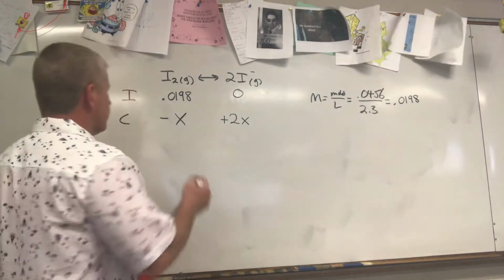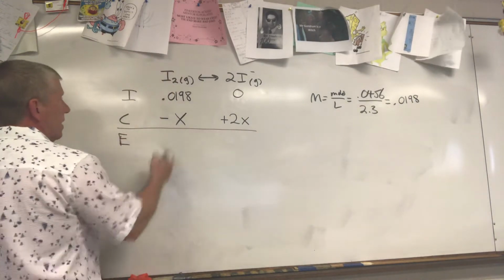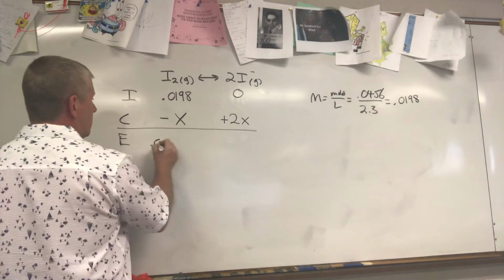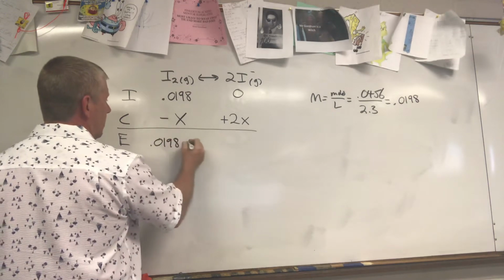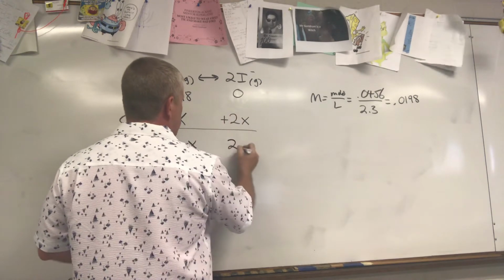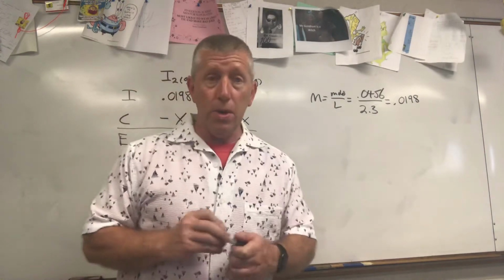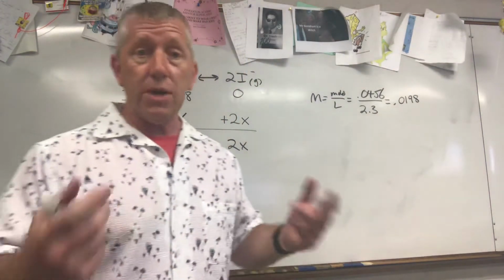It's not hard. I like putting a line and then E. Add these 2 lines. 0.0198 minus X. 0 plus 2X is 2X. Those are the values at equilibrium. Now, we don't know what X is, so we have to figure it out and get the actual values.